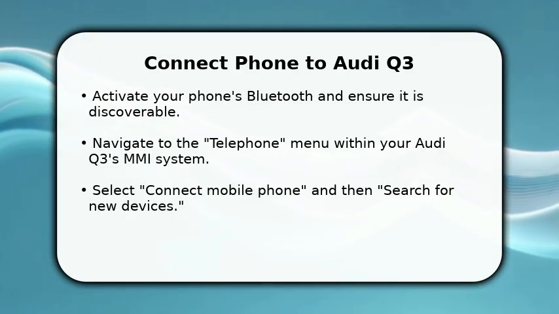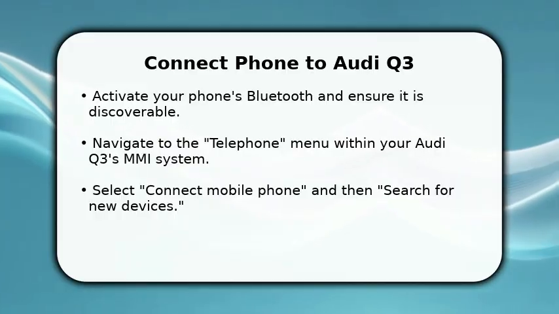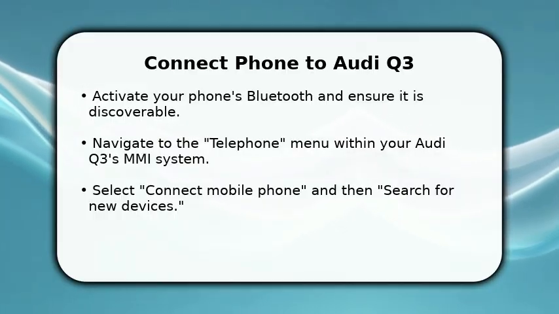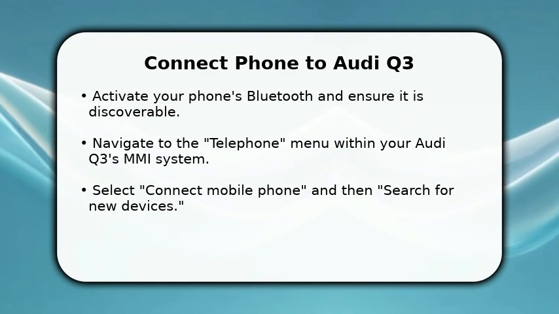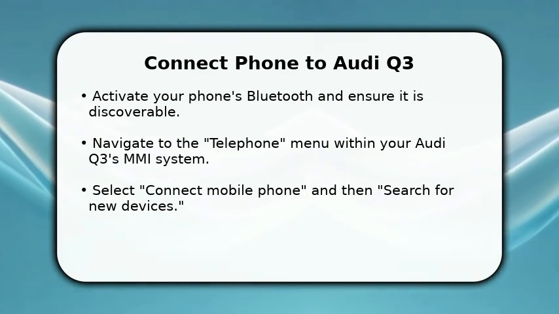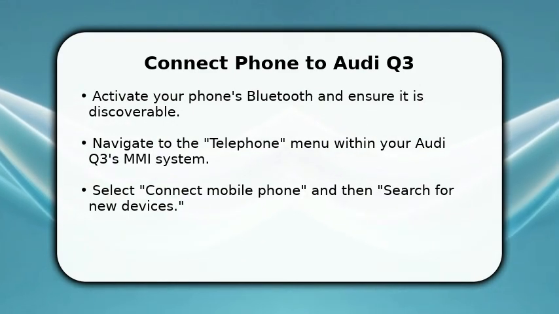Choose Search for new devices. Once your phone appears, select it and confirm the pairing code displayed on both your phone and the MMI screen. This establishes a secure Bluetooth connection for calls and audio.